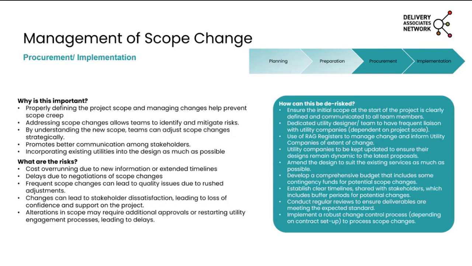measured against that. So what we've done in the past is use the utility asset register, and then do a RAG, red, amber, green analysis on each of the assets when there is a change to the design, to demonstrate to a utility company where there are changes and how that will impact on each of their assets.